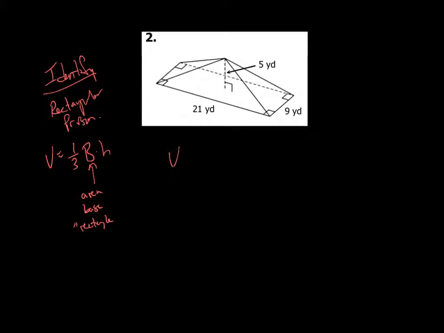So volume is equal to 1/3 area of the base, I'm going to leave inside here, times the height. Well, it looks like the height comes off the base at 90 degrees, so that's going to be 5. And it's a rectangle, so 21 by 9 is the area of the base. Now, how you want to process this is up to you. We can say 21 times 9 is 189. And so we have 1/3 times 189 times 5.